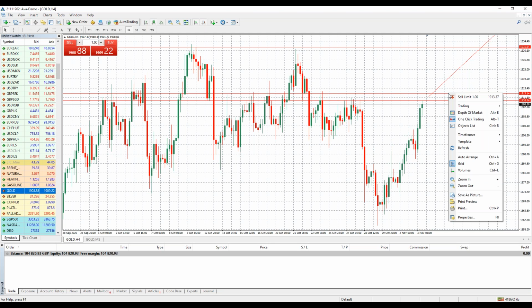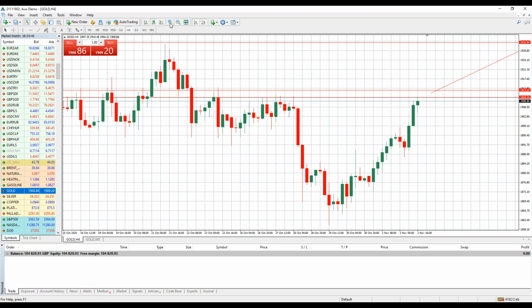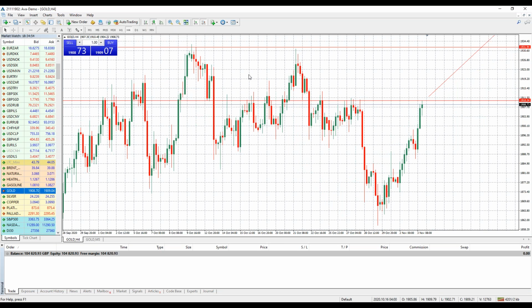My MT4 is jumping around on me. Let me just zoom in a little. There we are. Okay, that's a little trick. If things are jumping around, zoom in, zoom back out.